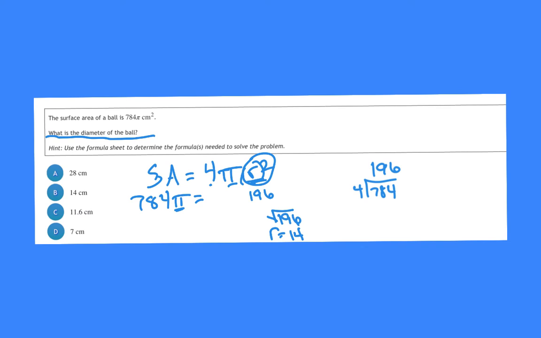Well, a radius is halfway across, and a diameter is all the way across. So if the radius is 14, then each half would be 14. 14 and 14. So 14 times 2 would be the diameter, which gives us 28.